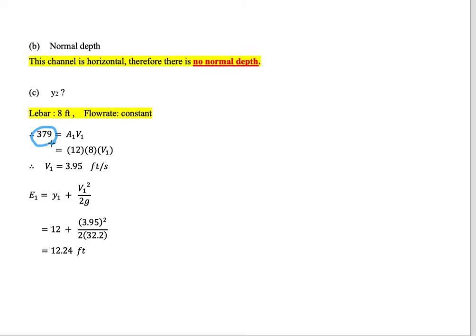Here for the calculation, it is okay for us to use the assumption of A1 and B1. And then we calculate the energy at point number 1. We use the specific energy equation, Y1 plus V1 squared over 2G. We substitute everything, and we could calculate the energy at point number 1 is 12.24 feet.